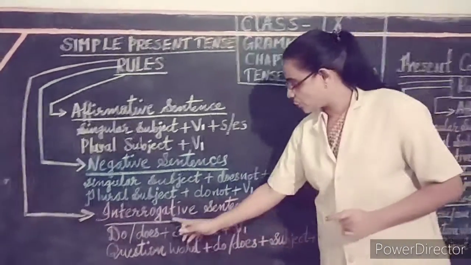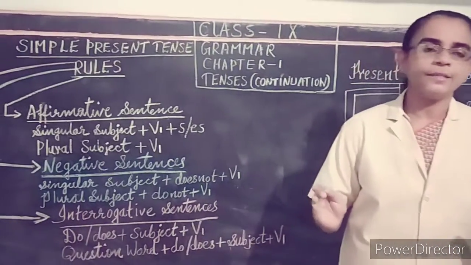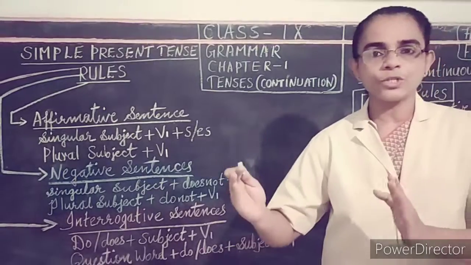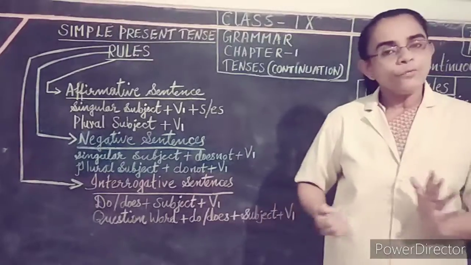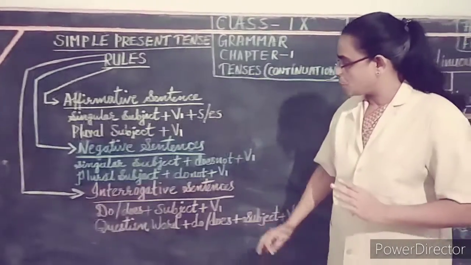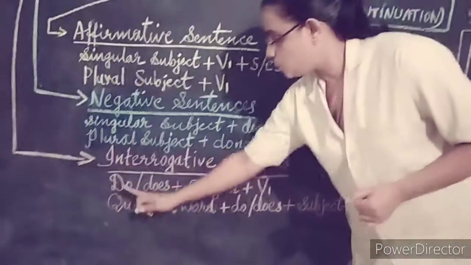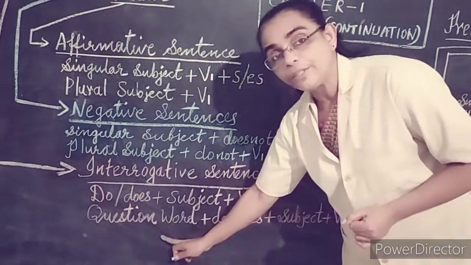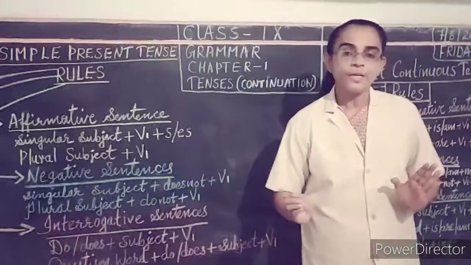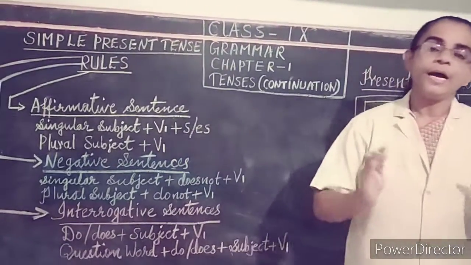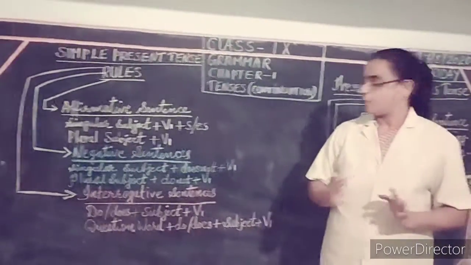And in the case of interrogative sentences, what do you mean by interrogative sentences? Interrogative sentences are the sentences in which we find a question. When we want to get something, when we want to do any inquiry, we have to ask questions. There are two types of questions. One starting with do or does, and another one starting with question words. Question words are such as why, when, how, where and so on.